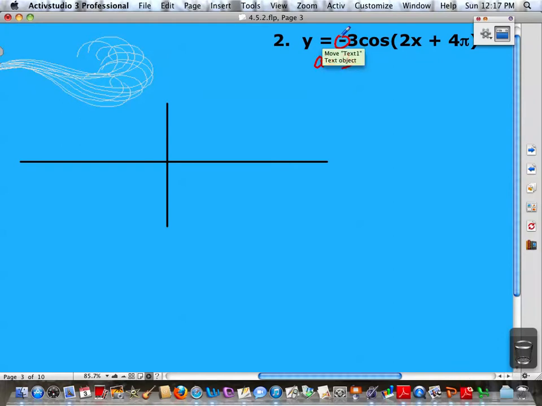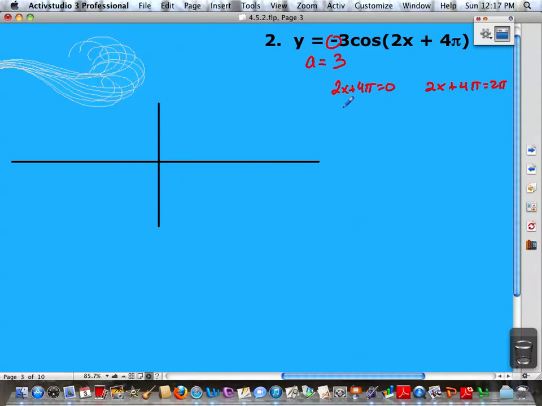So we've got this translation going on here. So we're going to take 2x plus 4 pi equals 0, 2x plus 4 pi equals 2 pi. Okay? And we need to solve both of those for x. So 2x equals -4 pi. So x is -2 pi. And over here, 2x equals -2 pi. And when I divide by 2, I get x equals -pi. Okay? So from -2 pi to -pi.